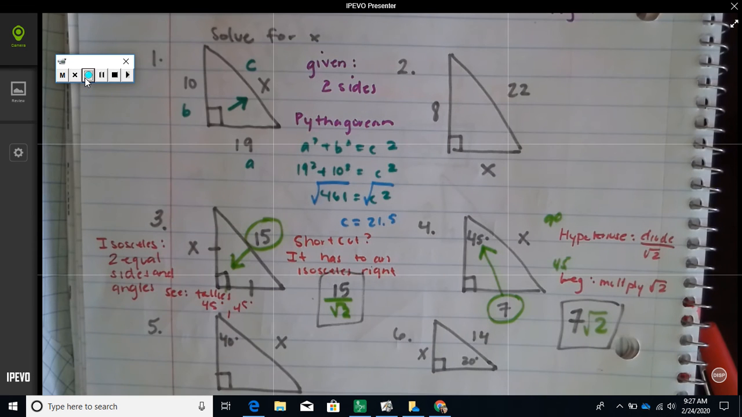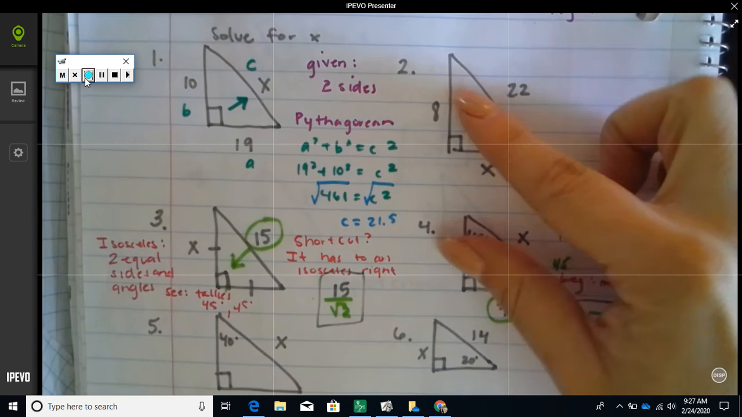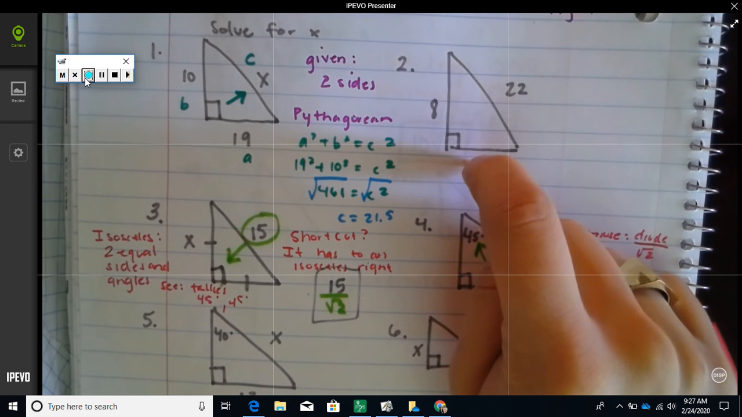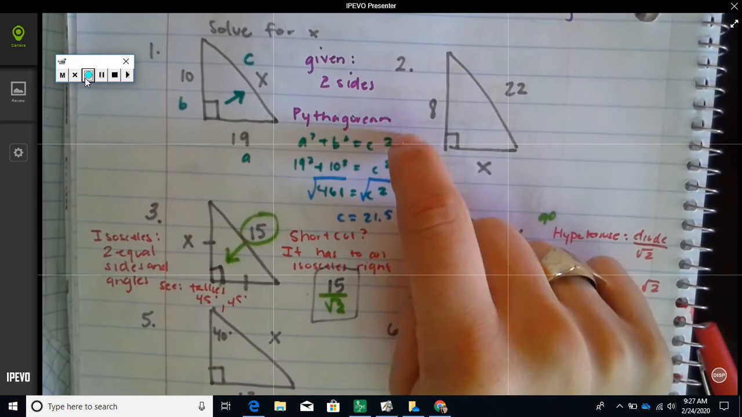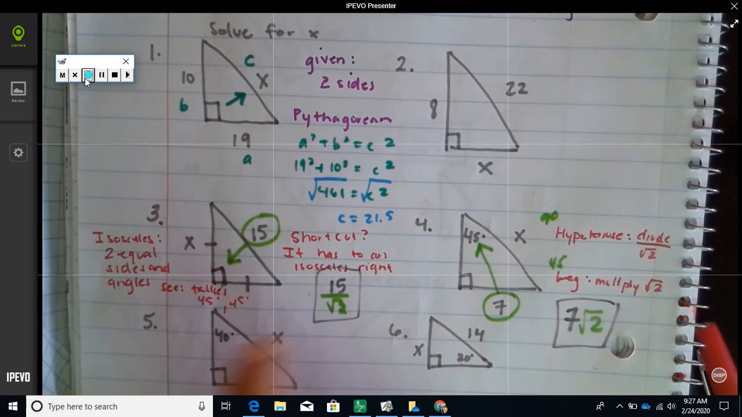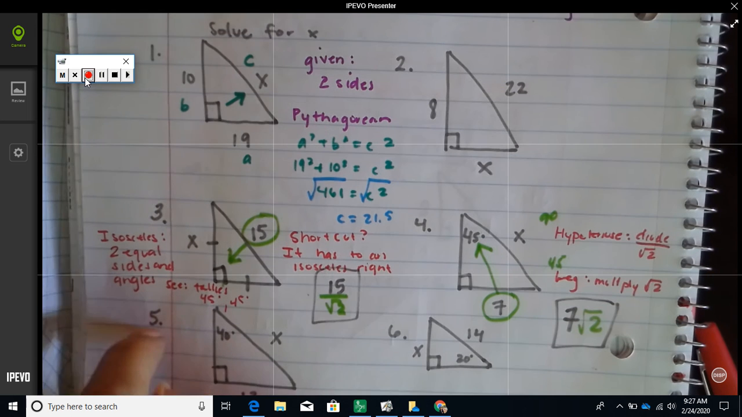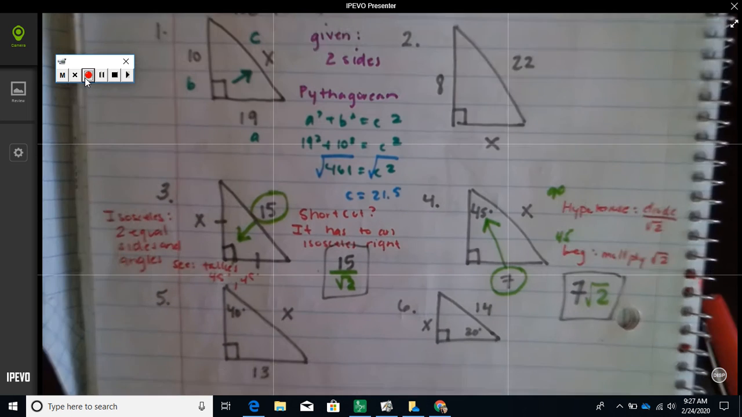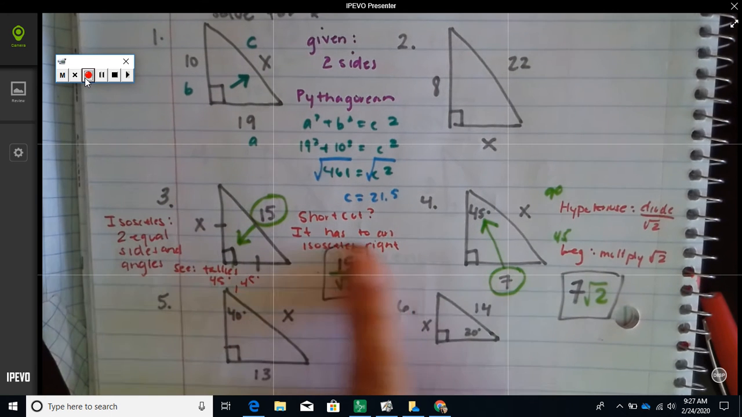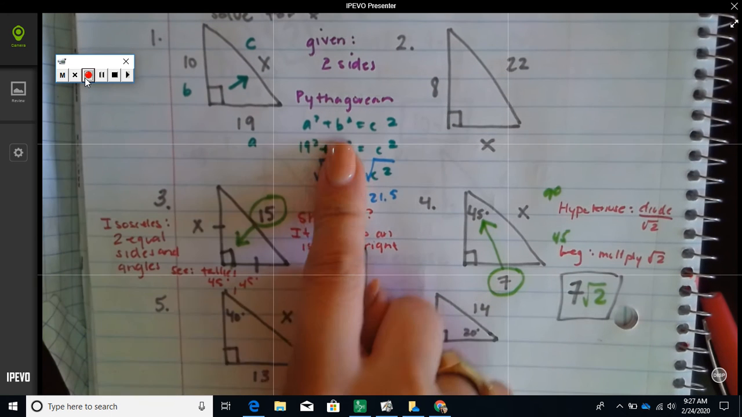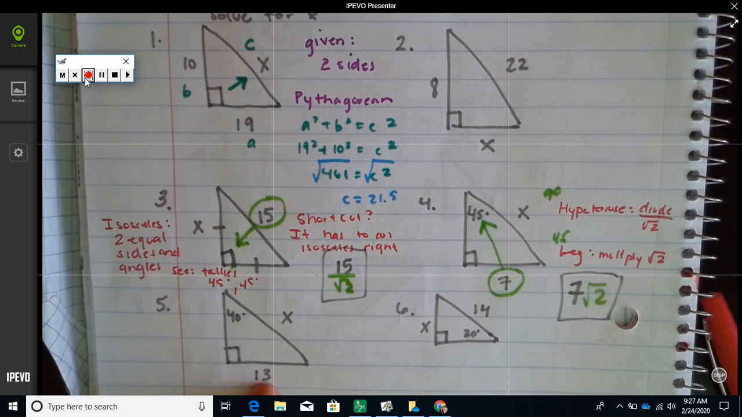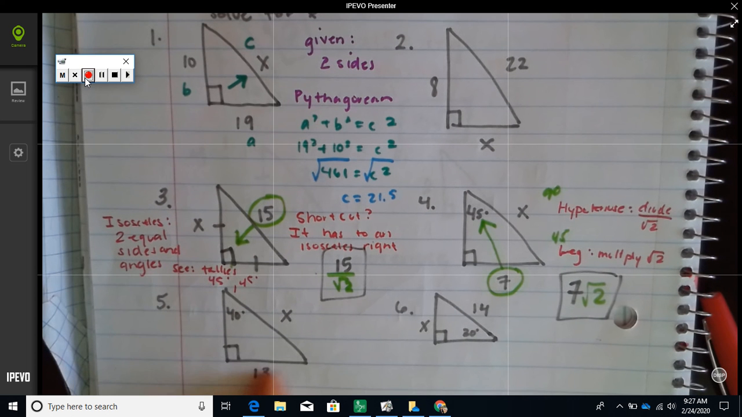Alright, so what we've done is we've used two methods to solve for right triangles. One is Pythagorean Theorem, and you have to have two sides. The other one was a shortcut, but for you to use the shortcut, it has to be a 45, 45, 90 isosceles. On number 5, this is 40 degrees, so I cannot use the shortcut. I can't use Pythagorean Theorem because I don't have two sides. See how you only have a 13 on the outside? You don't have two sides.